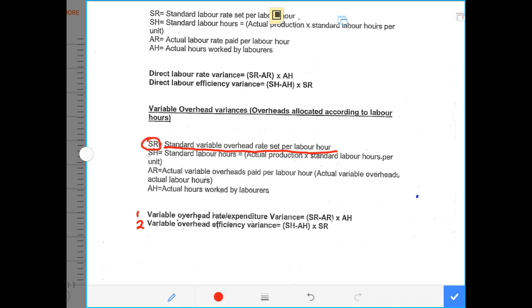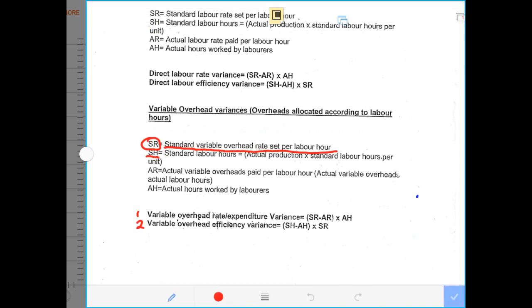Then we also need to know the SH, which is the standard labor hours. Remember, we also had the standard labor hours when we were calculating the labor variance. It's the same standard hours that we calculated, where we take into account the actual production and multiply that by the labor hours per unit, which is the number of hours it takes to complete 1 unit of a product. That will be the standard labor hours per unit.